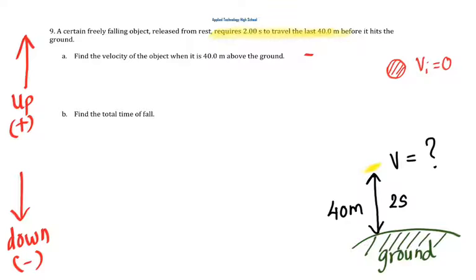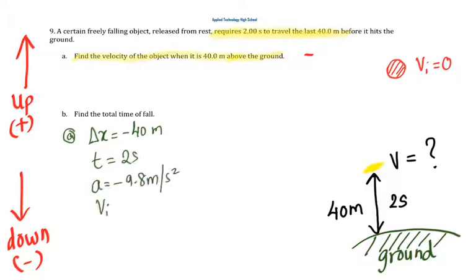Now it's asking us to find the velocity of the object when it is 40 meter above the ground. That means we want to find the velocity at this point. So we write the given data. Delta x, which is displacement, is negative 40 meter. I am writing it as negative 40 meter because the object is falling downwards. Then time, acceleration, and Vi, which we want to find at this point, 40 meter above the ground. Acceleration is not provided in the problem, but we know that it is freely falling, so acceleration will be negative 9.8 meter per second square.